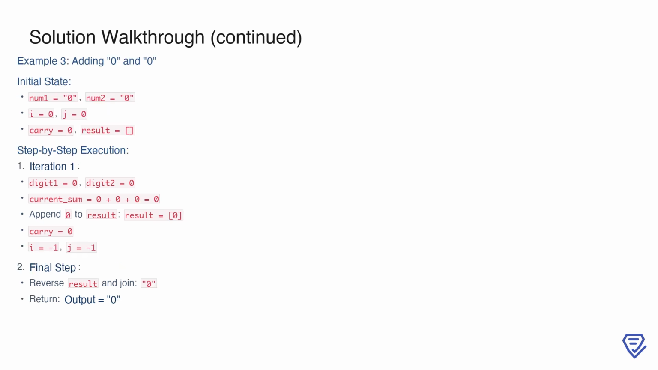result. In the final example, we add the numbers 0 and 0. The setup is straightforward with i and j both starting at 0, pointing to the only digits in number 1 and number 2. The carry starts at 0, and the result list is empty. In the first iteration, digit 1 and digit 2 are both 0, so the current_sum is also 0. We append this 0 to the result, resulting in 0. Since both pointers move out of bounds and there's no carry left, the final step is to reverse the result list and join it into the string 0, which we return as the output.